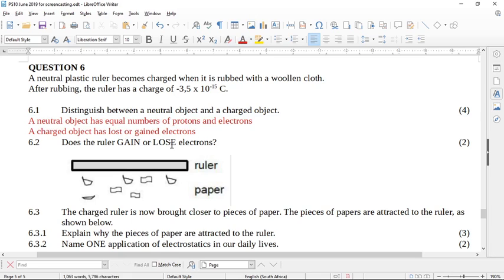Did the ruler gain or lose electrons? If you do not know that electrons are negatively charged, please leave physics. So in order to get a negative charge, it has to have gained electrons, okay? Because if you've got a negative charge, you've got too many electrons.